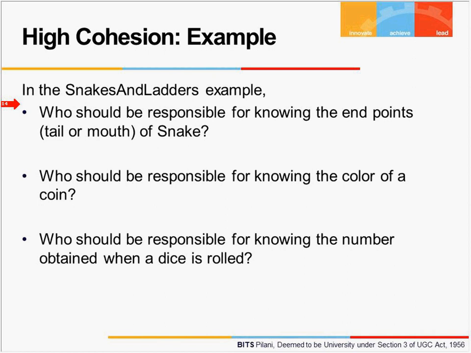The vote is coming as the answer. Snake itself knows its endpoints. They are its attributes. The snake class itself knows what the starting point of the snake is and what the ending point of the snake is. Who wants the board to know the endpoints of the snake? The snake class itself knows the endpoints of itself.